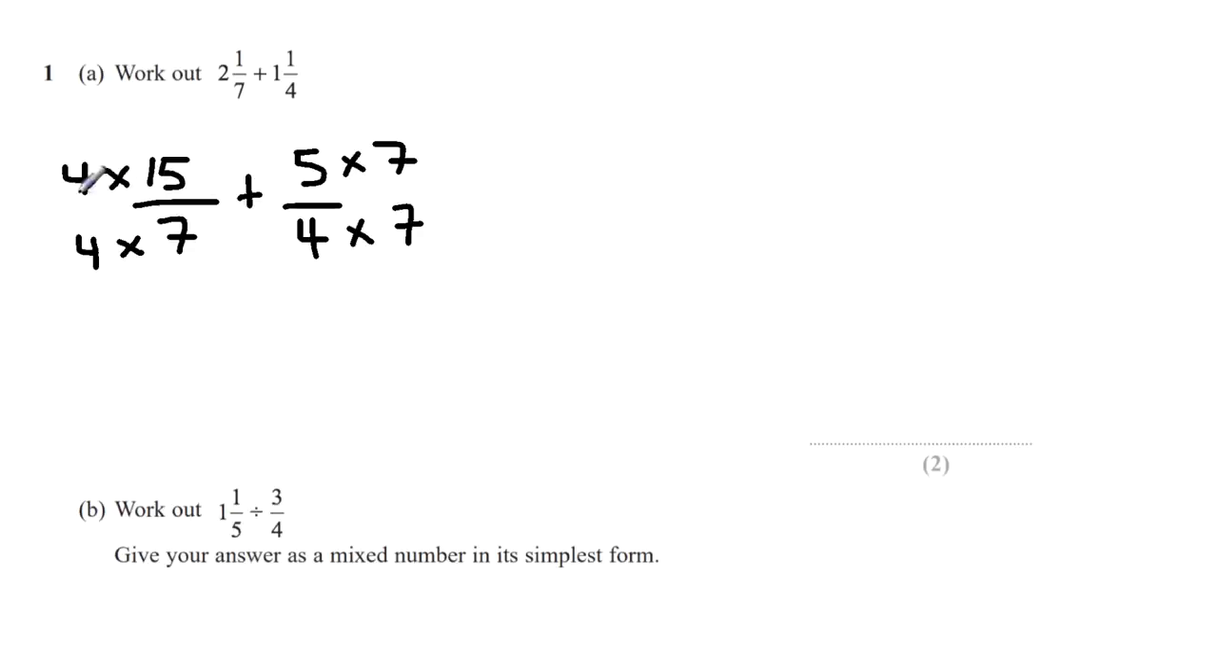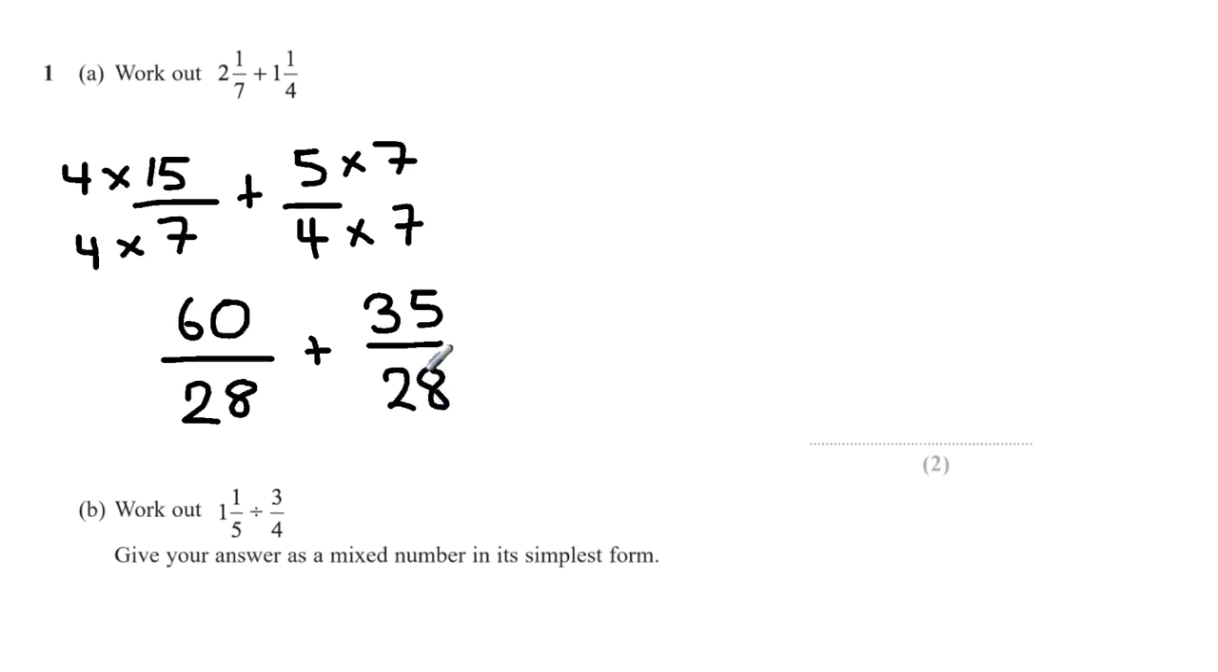Now I'm just going to simplify it further. So 4 times 15 is 60. 4 times 7, 28. 5 times 7, 35. 4 times 7, 28. Now I can add the fractions together, so I can add the numerators together. So 60 plus 35 is 95. The denominators remain the same, so it's going to be 28. So our final answer is 95 over 28.